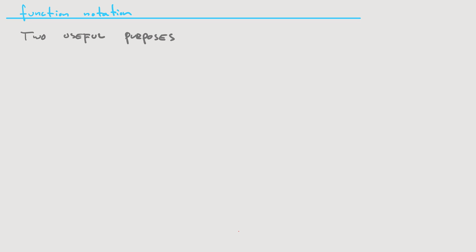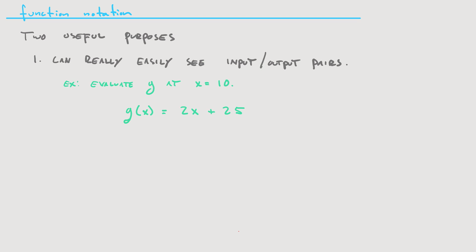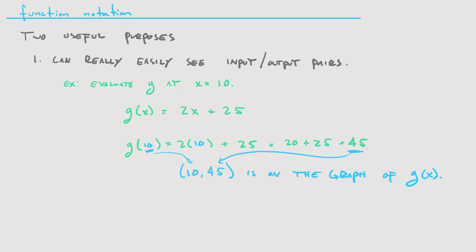Function notation, that is. The first is that you can really easily see input-output pairs, like when you're actually evaluating a function. For example, let's say that we want to evaluate the function g at x is equal to 10. g of x is the function 2x plus 25. You plug in 10 for x, so now you're writing g of 10. So again, you can very clearly see I'm plugging in 10, that's an x value, and we're getting 45, right, when we do that. So 10, 45 is a point that's on the graph of g. You go over 10, up 45, there you go. That'd be a point on this specific line.